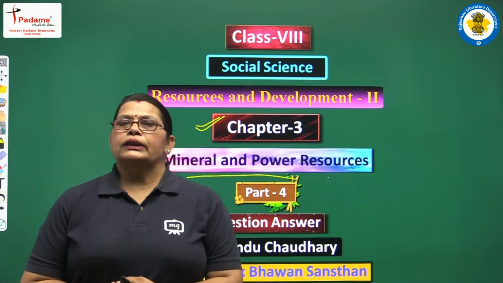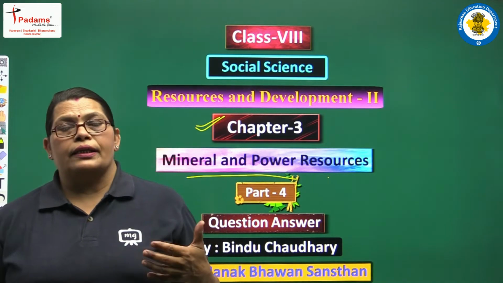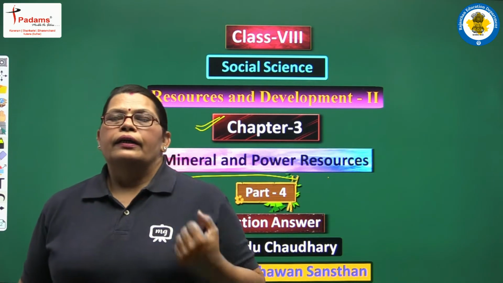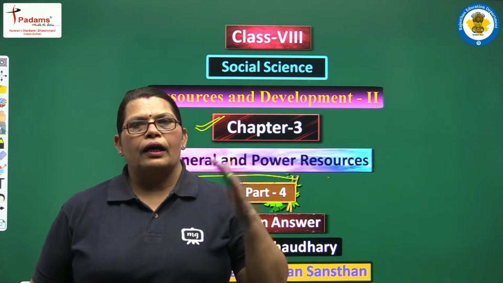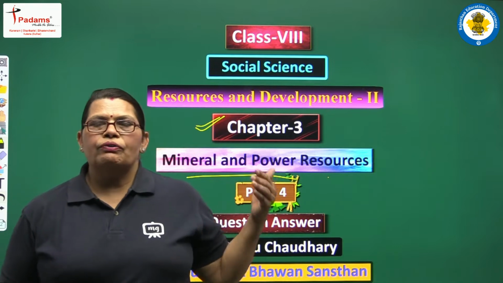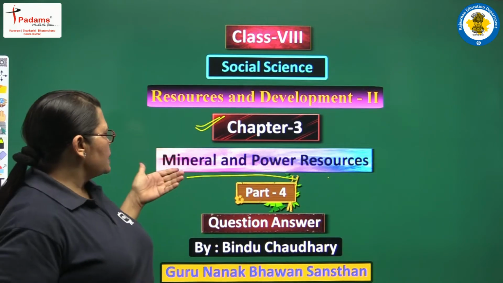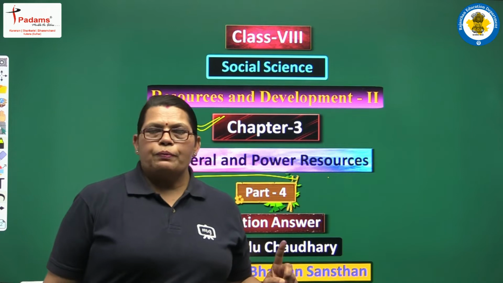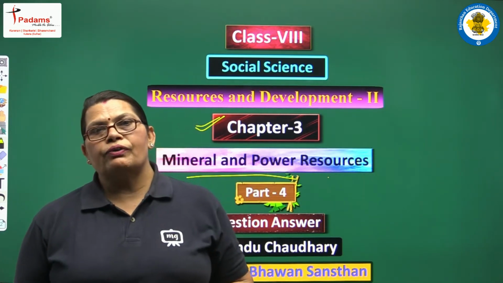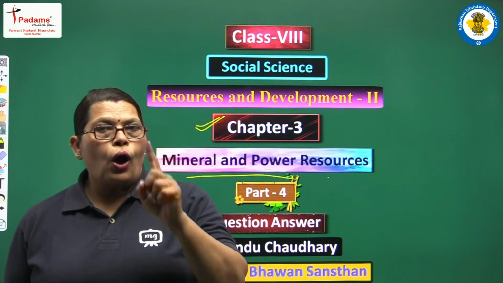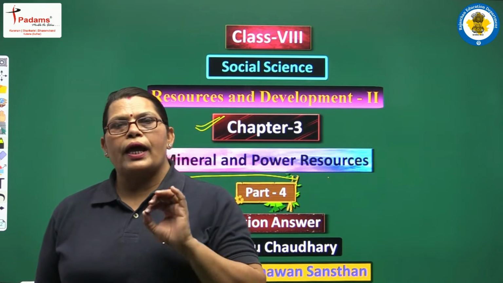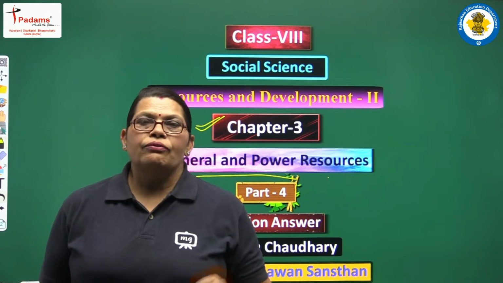Today we are covering question answer sessions of chapter 3, Minerals and Power Resources, part 4. Part 4 is necessary for everyone, but there is a reason why this one is important, because we had already read the chapter reading session in the previous parts. So first recall the previous ones, how and what we learned. What about minerals, different types of minerals and different types of power resources, and how we will use them, not misuse them. It is the main thing, how we will use them in our day-to-day life.